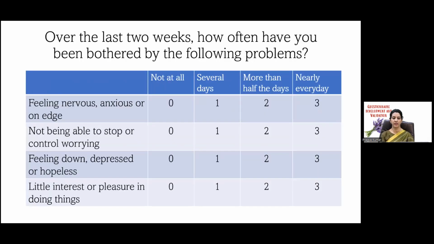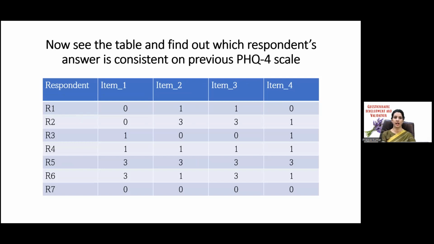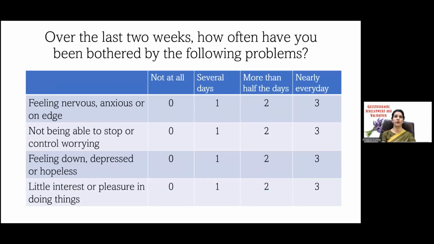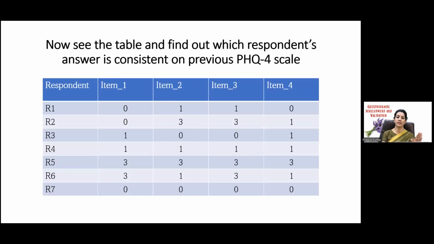If you take this first person, R2 is saying for item number 1, feeling nervous, anxious, or on edge, not at all. And for the other items, like not being able to stop or control worrying, and feeling down, depressed, and hopeless, he is saying that he has scored 3. So this is not possible. That means that there is no internal consistency. So this can also be checked by the reliability, or the Cronbach alpha.